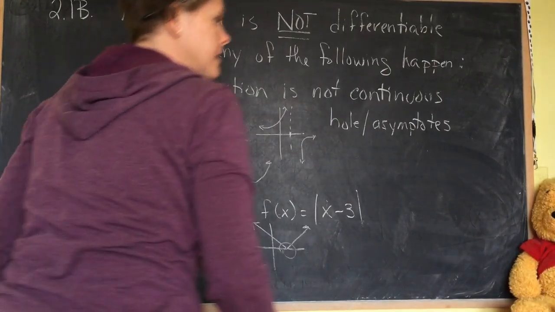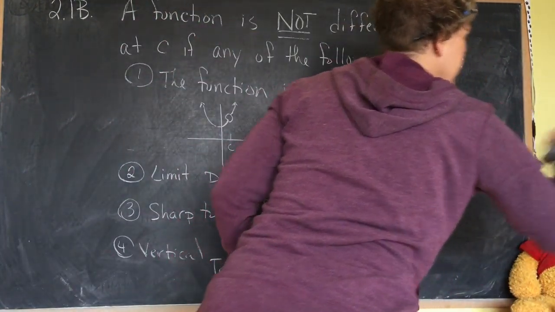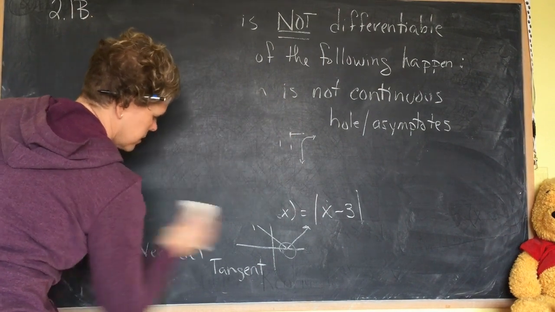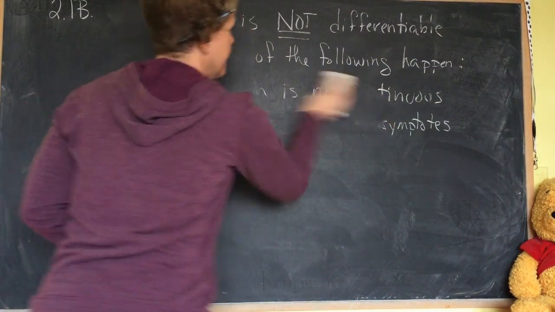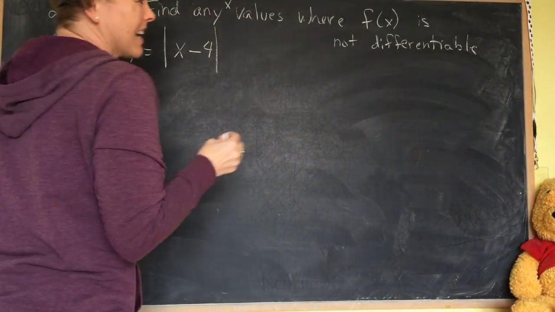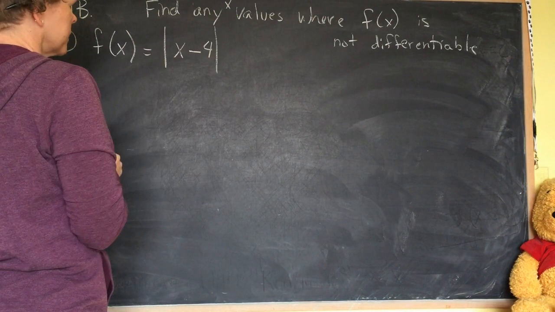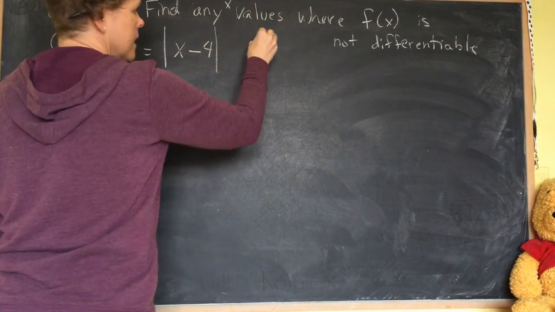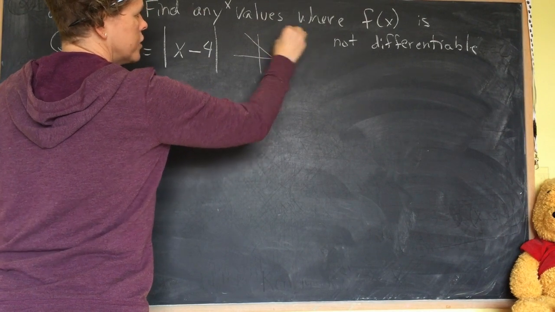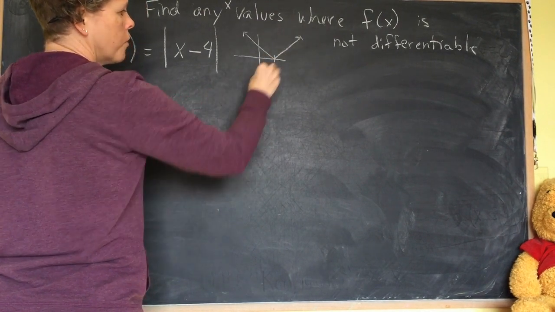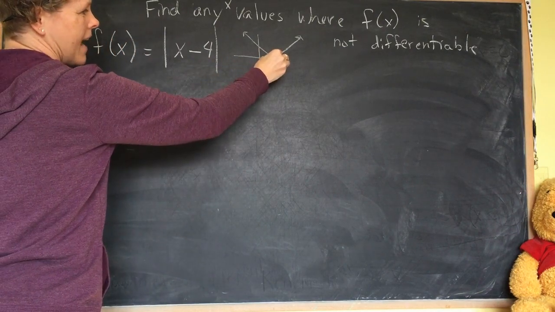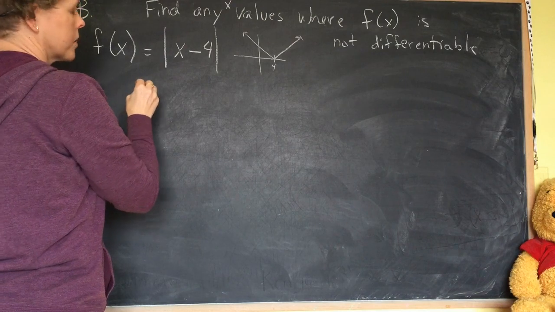We are going to look at 3 examples here for you to decide where the function is differentiable or not. Find any x values where the function is not differentiable. Here's our first one. When I look at this, a very quick graph would put that V-shaped graph shifted over at 4. So my graph is differentiable everywhere except at 4 because that's where there's a sharp turn.